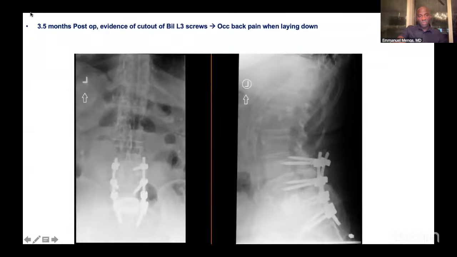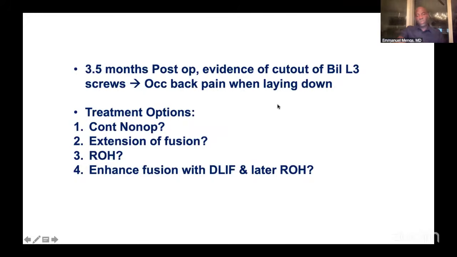He's now 3.5 months post-op with still evidence of the screw cutout and occasional back pain when lying down. At this point, he felt like he really couldn't be as active. He liked to go on his boat at the lake, and he wanted something done about the pain that kept coming on when he was lying backwards, and also sometimes now when lifting heavy. So we discussed treatment options, which were continued non-operative management, extension of his fusion, which we know carries a risk for more surgery, and removal of his hardware, which was not a strong option because there was no strong evidence of fusion across his surgical site.